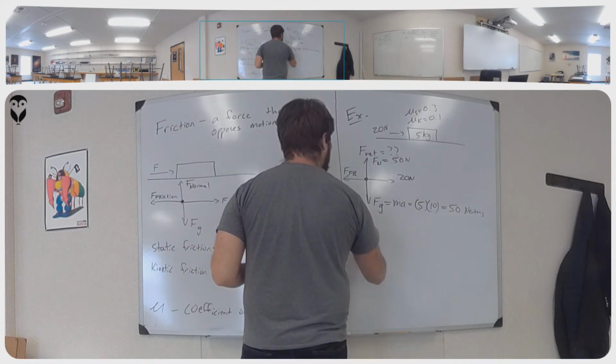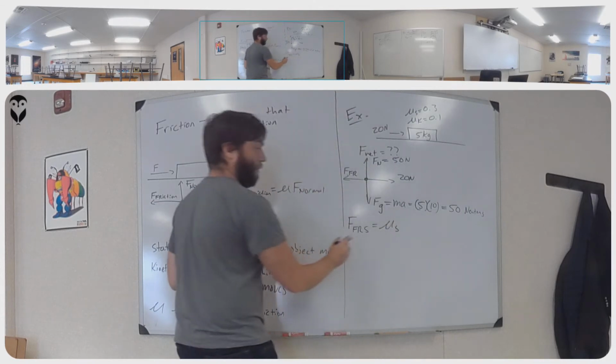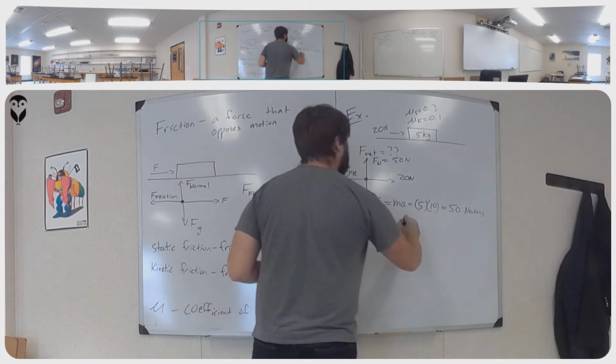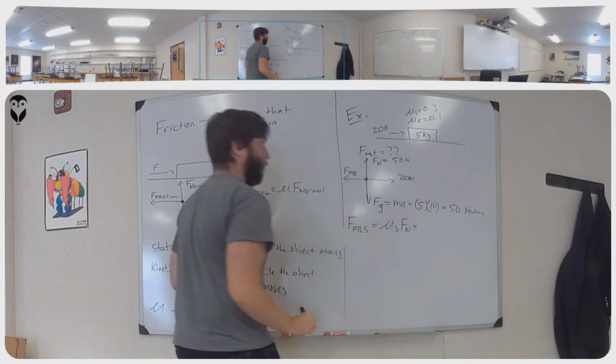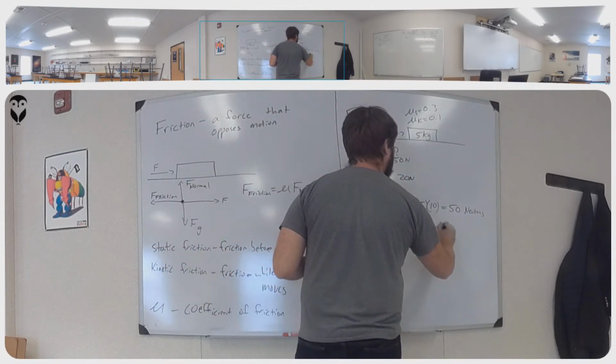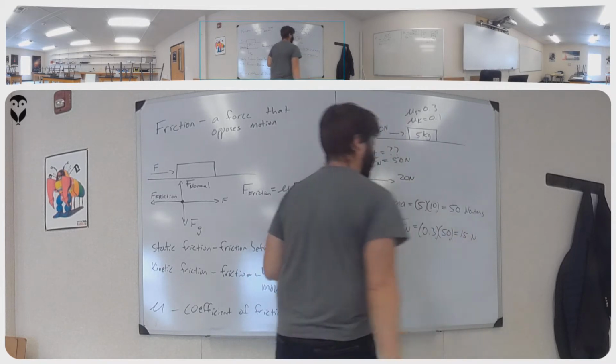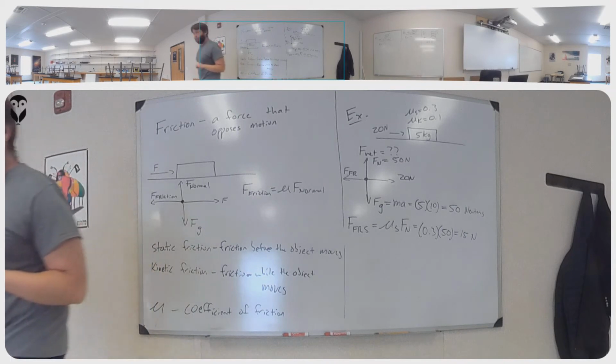So the force of friction static is going to be equal to mu s for static friction coefficient multiplied by the normal force. Our static friction coefficient is 0.3. We multiply by the normal force, which is 50, and we get 15 newtons of static friction.